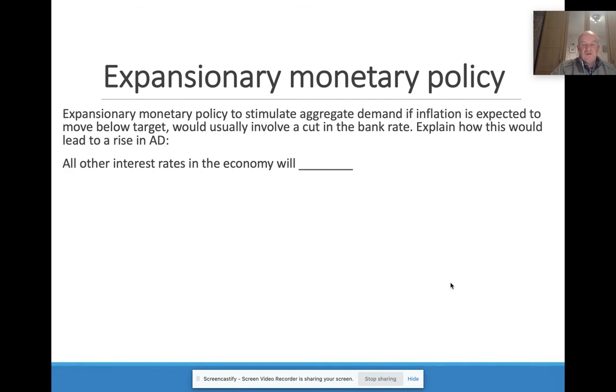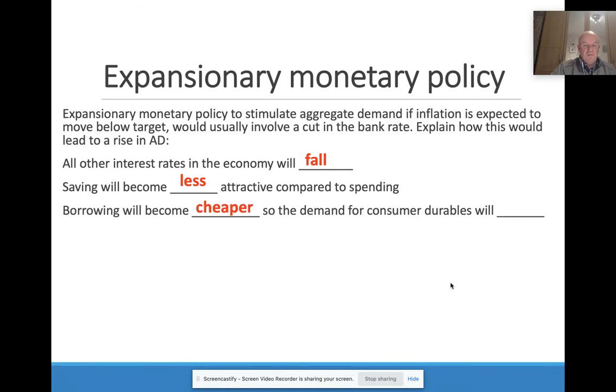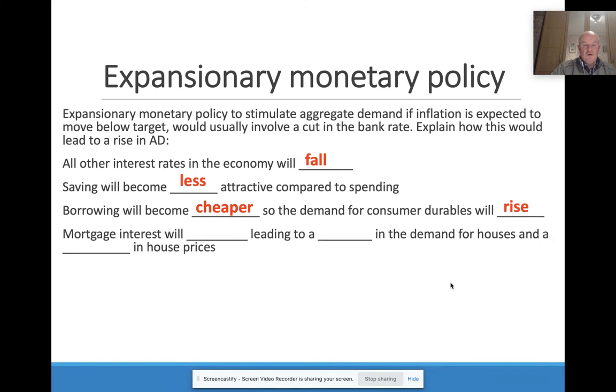The reason for that is that we want to try to stimulate more growth. So let's explain how this would lead to a rise in AD if we're reducing interest rates. All of the interest rates in the economy would fall. Savings will become less attractive compared to spending. Borrowing will become cheaper, so the demand for consumer goods or consumer durables will rise. Mortgage interest rates will fall, leading to a rise in the demand for houses and also a rise in house prices.